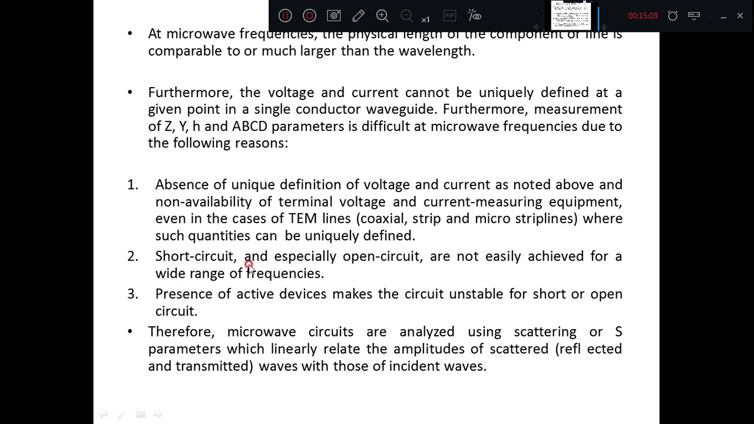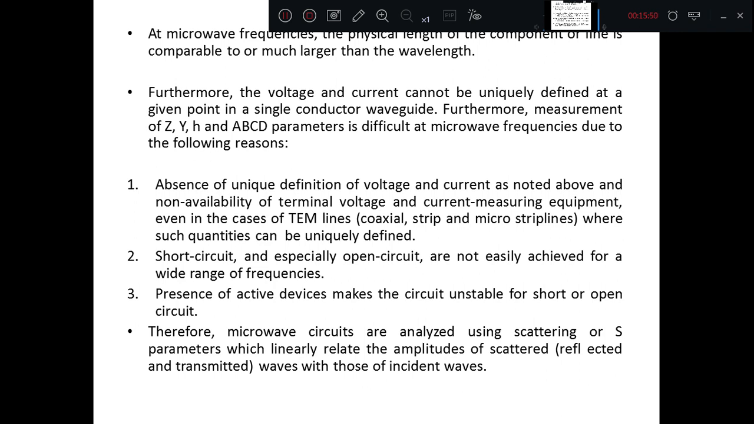And short circuit, especially open circuit, are not easily achieved for a wide range of frequency. So this is the second reason. The first reason is what? The voltage and current cannot be uniquely defined at a given point over a single conductor waveguide, right? And the second point is the short circuit, especially open circuit, are not easily achieved for a wide range of frequency, right? You can use them, but only over limited frequencies. If you take a wide range of frequency, we cannot use the short circuit and open circuit concept.